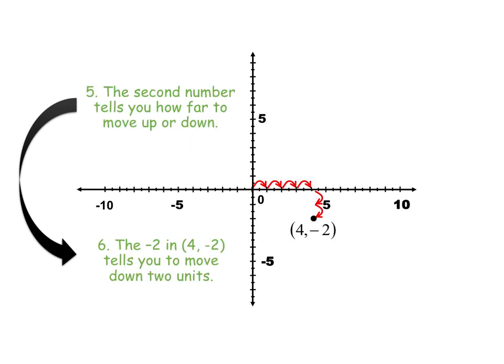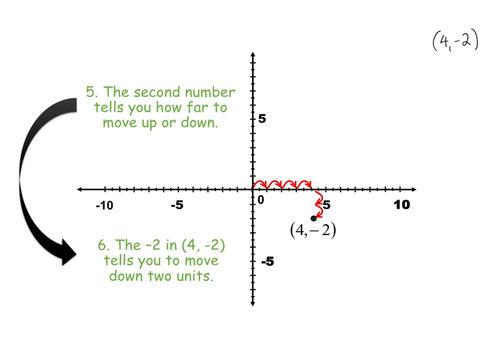So the second number tells us how far to move up or down. We have the point, remember, (4, -2). So the -2 in (4, -2) tells you to move down 2 units. So we've moved across 4 and now we move down 2 units, and we've now plotted the point (4, -2). And when you plot a point in coordinate geometry, you always need to say exactly where it is and what it is. So you've put the point there, and you also need to put in the brackets.